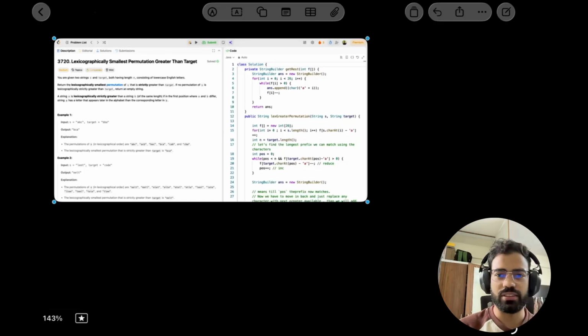कैसे भाई? Day 3 of the Leetcode streak. Okay, so today we have question 3720, lexicographically smallest permutation greater than target. लग रहा है इस पूरे वीक lexicographically ही आने वाले हैं.